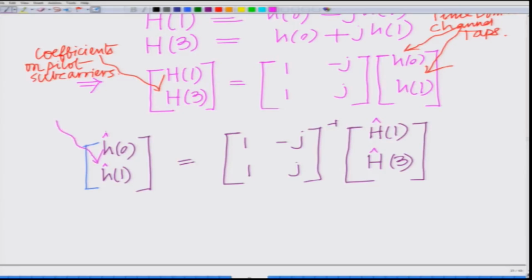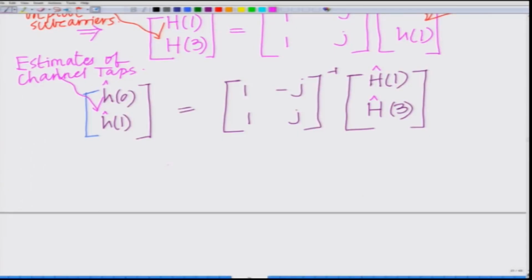So, what are these? These are the estimates of the channel taps, the estimates of the time domain channel taps, or basically your ISI channel taps. So, we can express small h0, small h1, the time domain channel taps, in terms of capital H1, capital H3. But if you only have the estimates, that is capital H hat 1, capital H hat 3, what you are going to get naturally are the estimates of the time domain channel taps, that is small h0 and small h1, and that is how we calculate the estimates of the time domain channel taps.